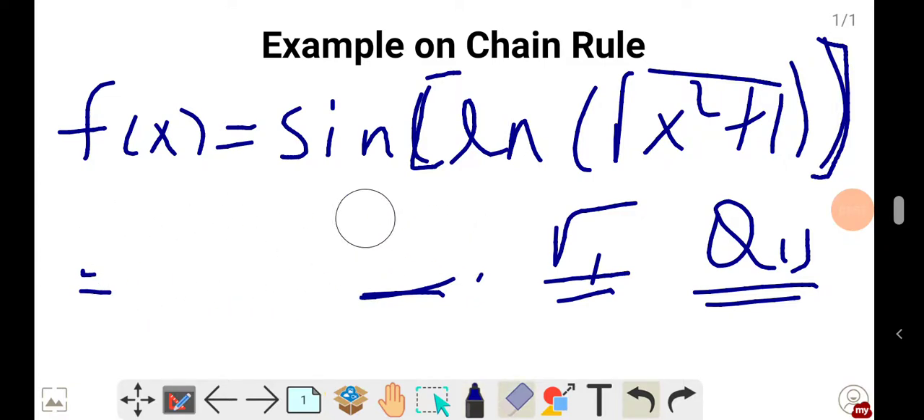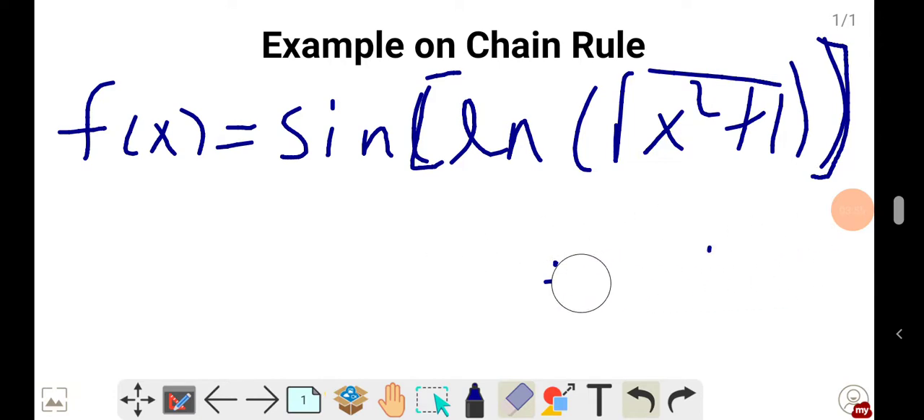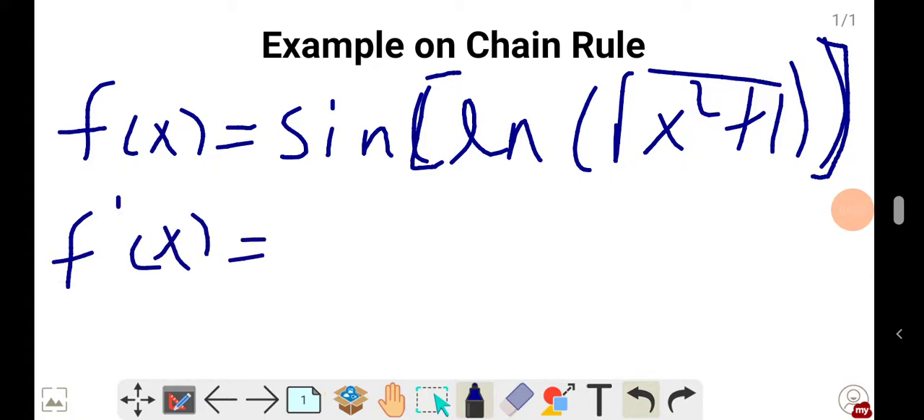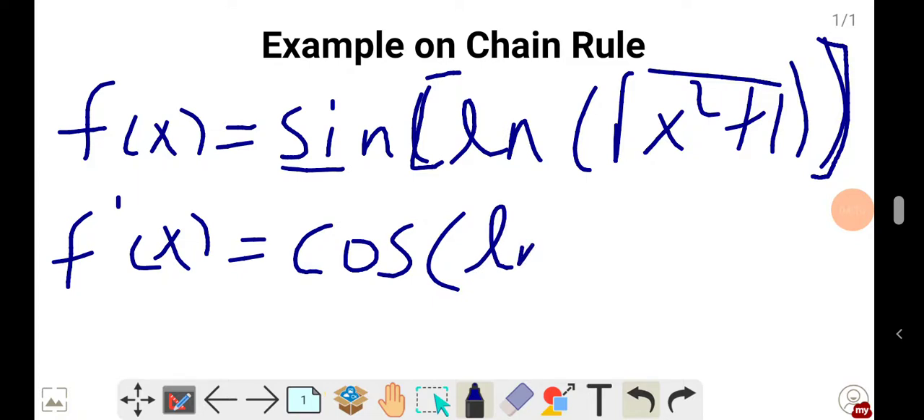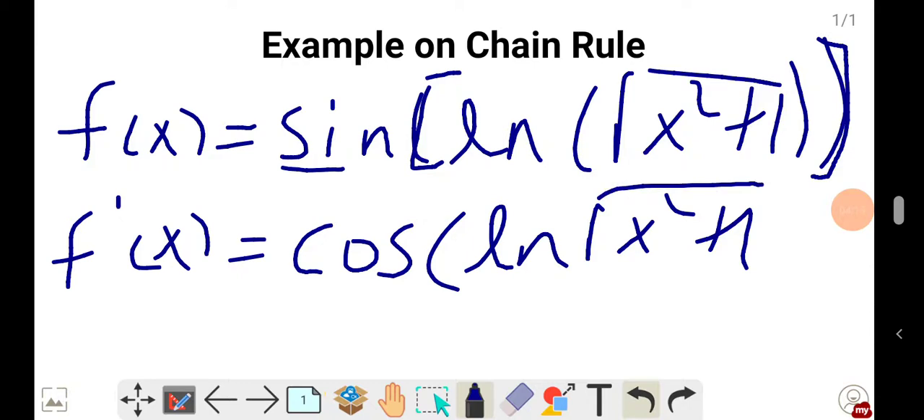So let us see the process. We will start differentiating from the outer function. So f derivative of x will be, the outer function here is sine. The derivative of sine is cos. Cosine of the whole thing, ln of the square root of x squared plus 1. Nothing is changed here, everything as it is. Only the sine is differentiated, as you see. But we will continue for the rest.